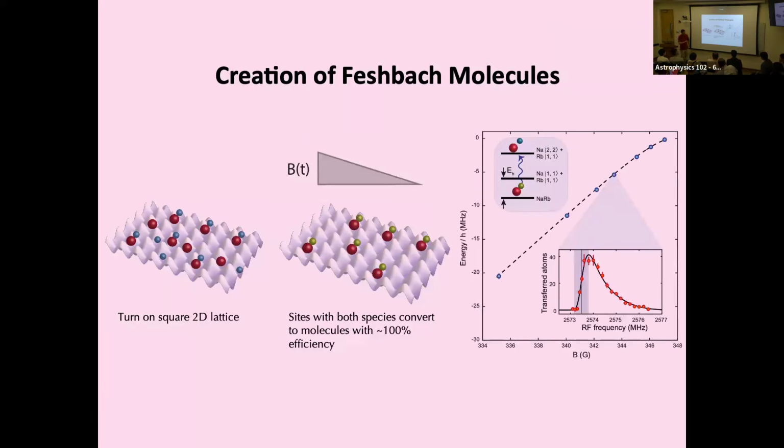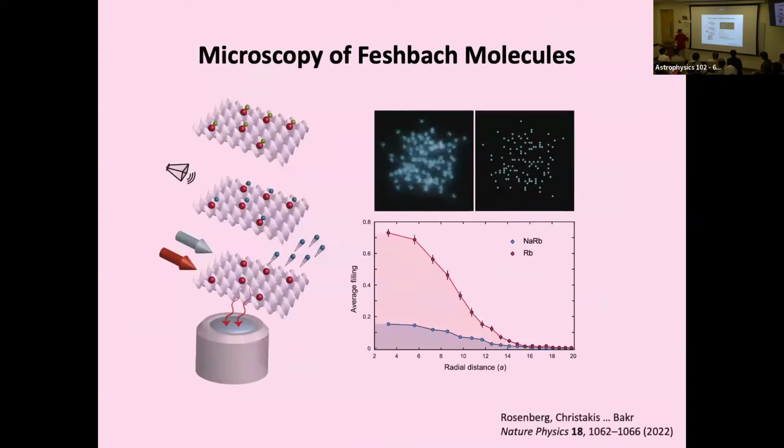And we can verify they are Feshbach molecules by doing some spectroscopy, getting their binding energy, and that's typically about 10 megahertz or so binding energy, so they're very weakly bound. But before I move on to the next step, let me say how you now detect where the molecules are. Like we said, we can't directly do fluorescence imaging on the molecules because there are no cyclic transitions for sodium rubidium, but what we can do is do silly things and reverse the entire process, right?